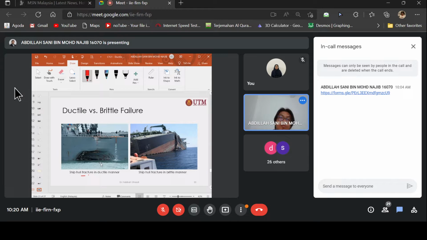Of course there are fatigue and so on, but that one we're going to look at later on. But for now, try to understand the characteristic of ductile versus brittle fracture. Try to remember the characteristic.